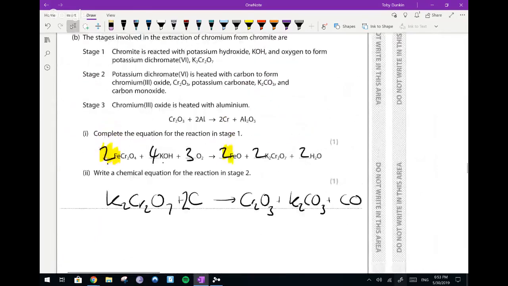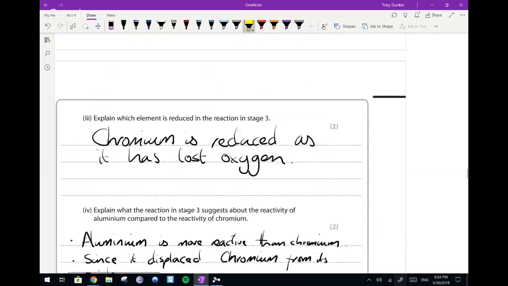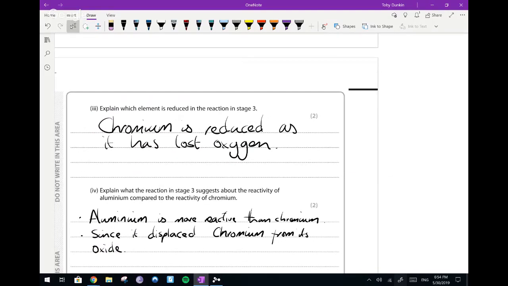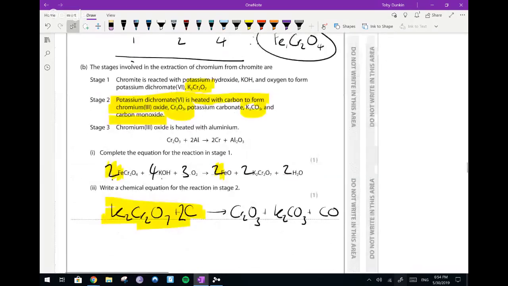Okay, the next thing, write a chemical equation for stage 2. Stage 2 says potassium dichromate is heated with carbon. They've given you potassium dichromate, which is there. You know the symbol for carbon is just C. You're then going to make chromium oxide. They give you its formula, and potassium carbonate and carbon monoxide. I've copied them over, and then I've balanced it with my 2 carbons. Again, hard equations.